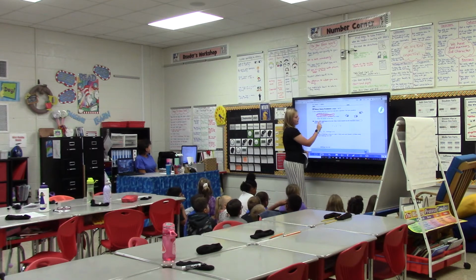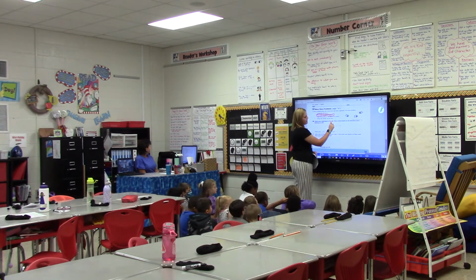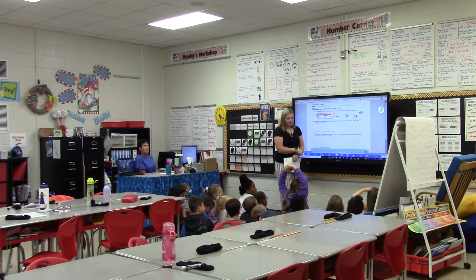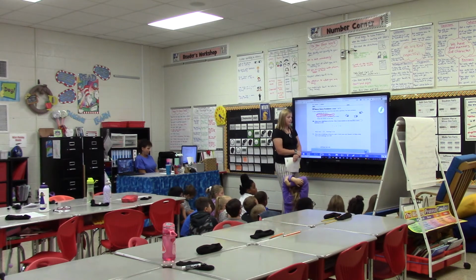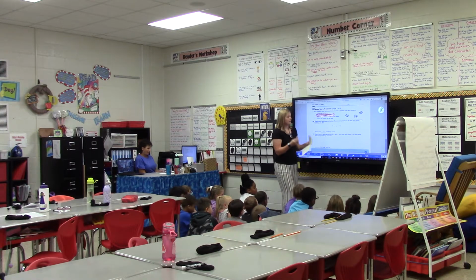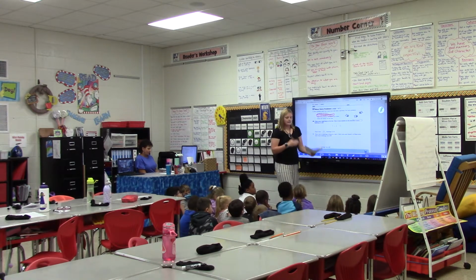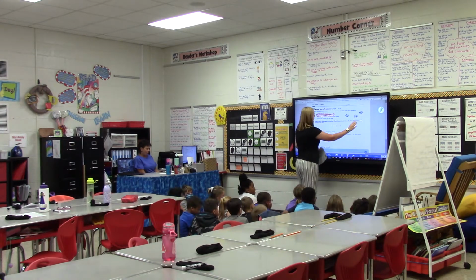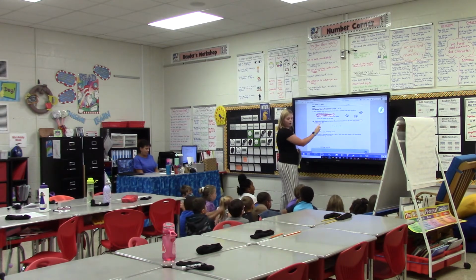There were 7 ladybugs on the leaf. Then 6 more landed on the leaf. A fact, yeah, it's a fact because it gives us information and a number. So it's telling us that there were 7 ladybugs and then 6 more landed on the leaf, okay? So now this says, how many ladybugs in all?